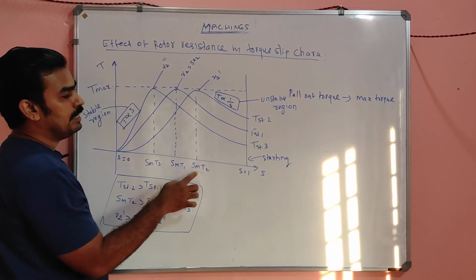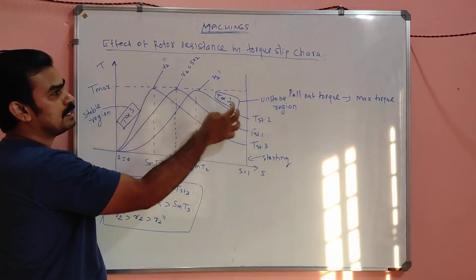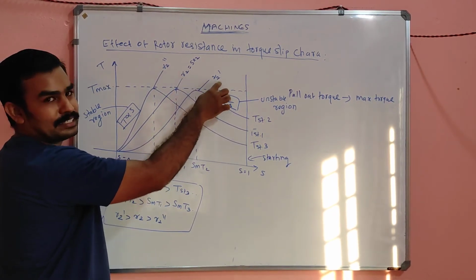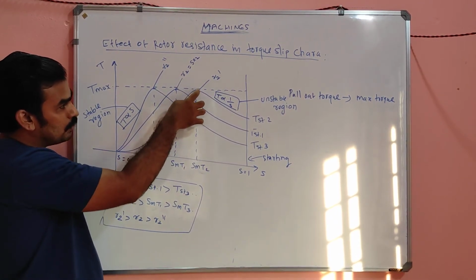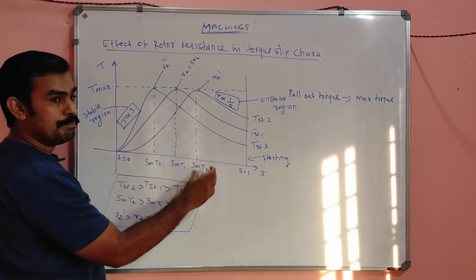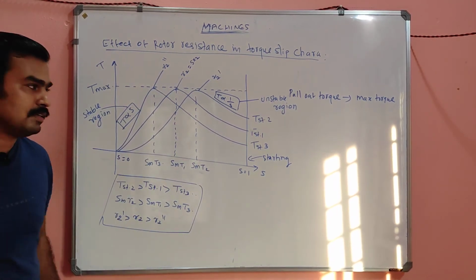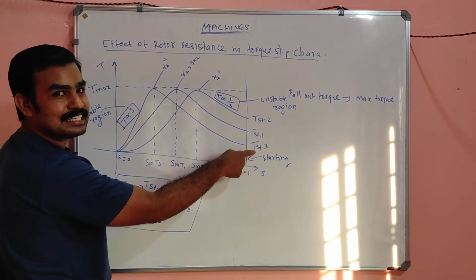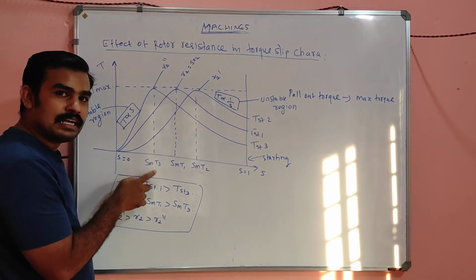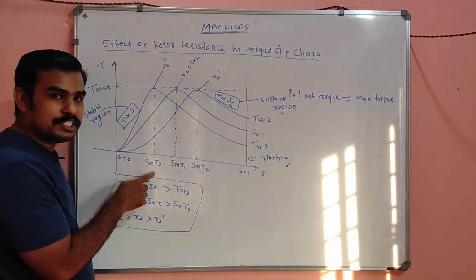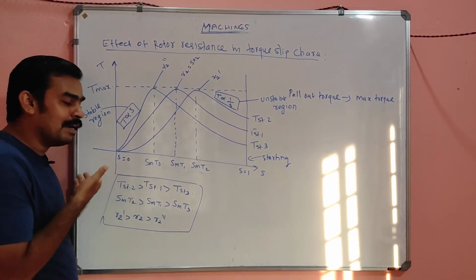See, for a medium value of resistor, we have R2 dash. For a very high value of resistor, it is R2 double dash. The slip at which maximum torque happens is also maximum slip. And for the least value of resistance, T_ST3, the slip at which maximum torque happens is at least slip. The slip is also very less there.